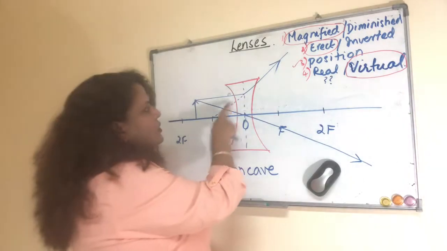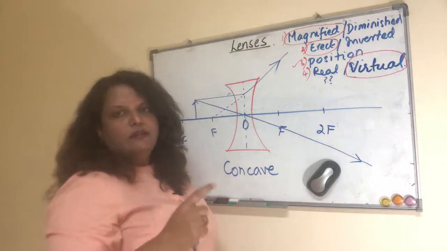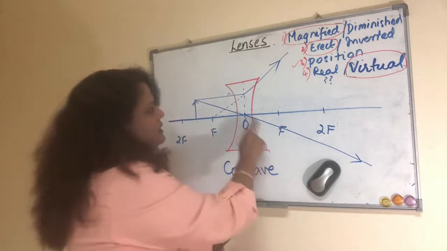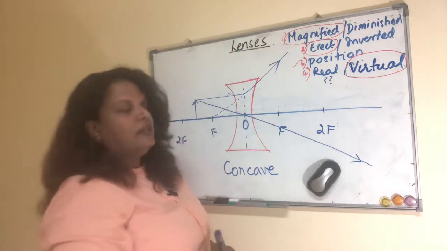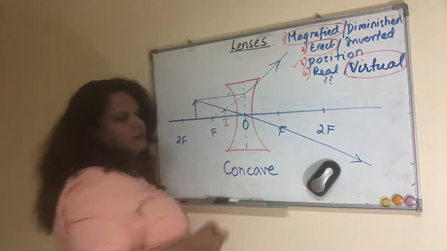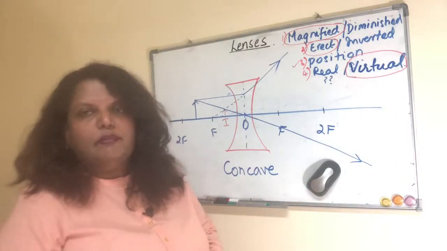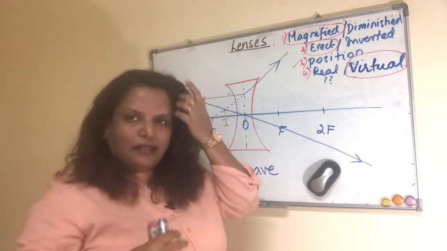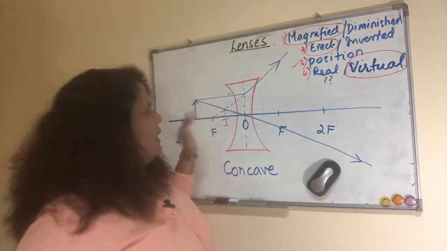But are the actual light rays meeting? No, right? It's one of the light rays and the other one is an imaginary line. So this is not going to be a real image. It is going to be instead a virtual image. Why? The reason being, it's not the actual light rays meeting. It is one light ray and an imaginary light ray.